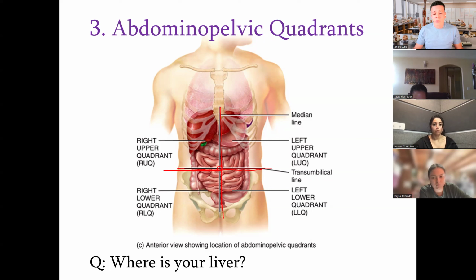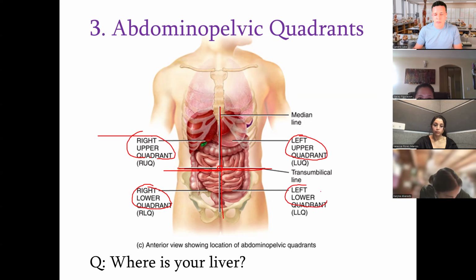The quadrants to the right of the median line, we call them right quadrants. The ones to the left are called the left quadrants. The quadrants above the transumbilical line are called the upper. The ones below it are going to be called the lower. So we have a right upper quadrant. We have a right lower quadrant. We have a left upper quadrant. We have the left lower quadrant.